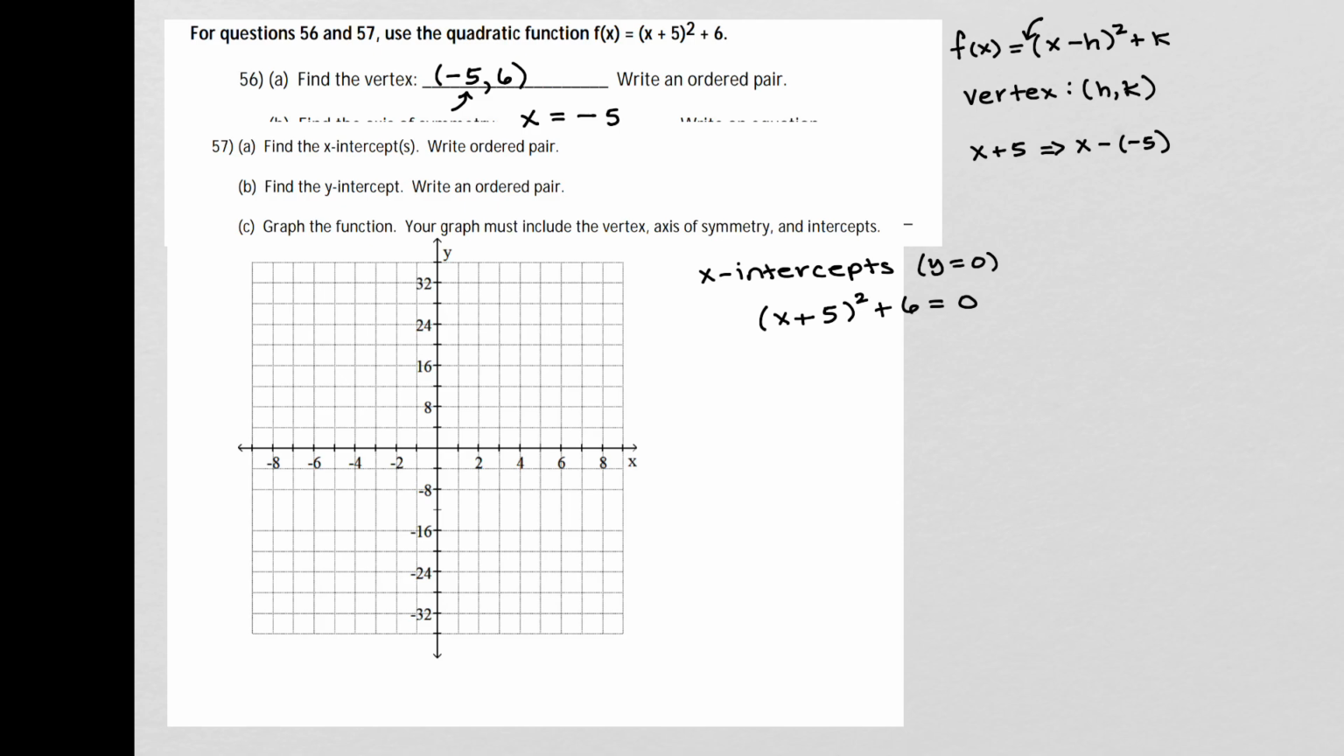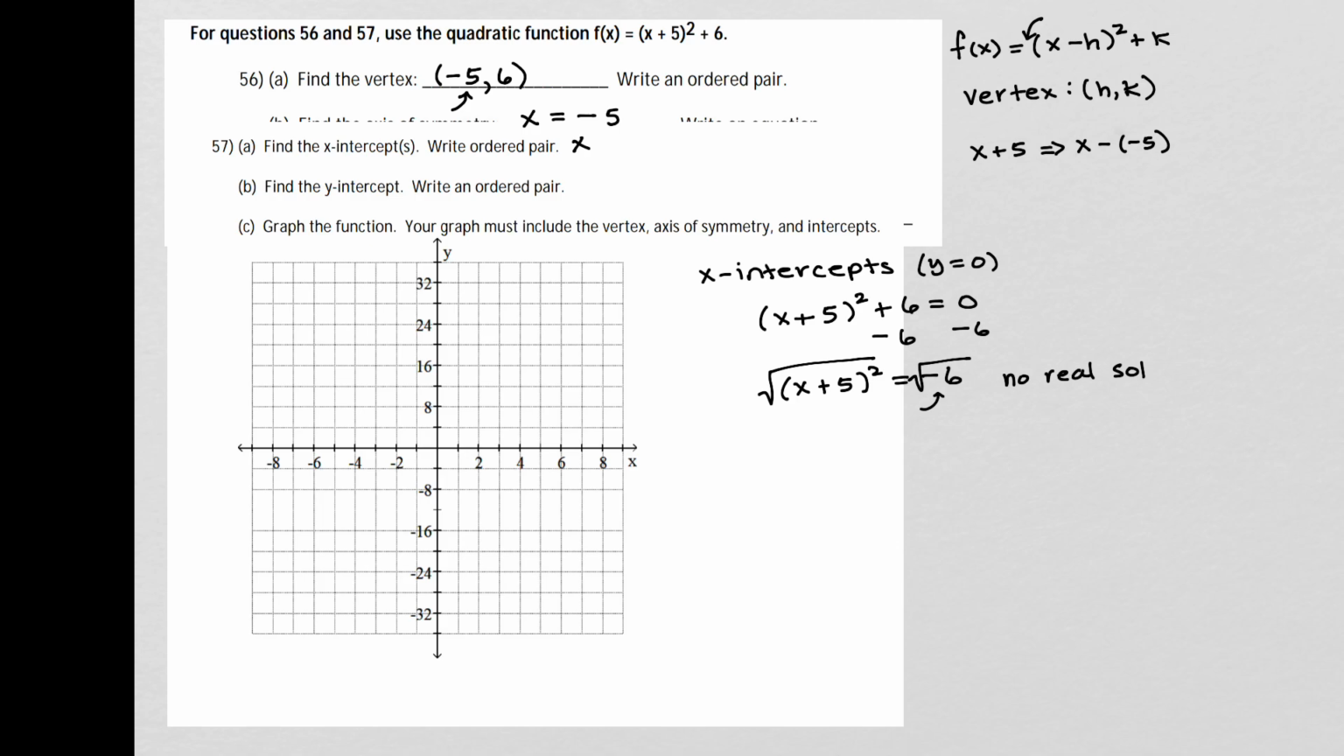If I subtract 6 from both sides, then I get (x plus 5) squared equals negative 6. And if I take the square root of both sides, now I'm going to get the square root of a negative. So we have no real solution here. So there are no x-intercepts.